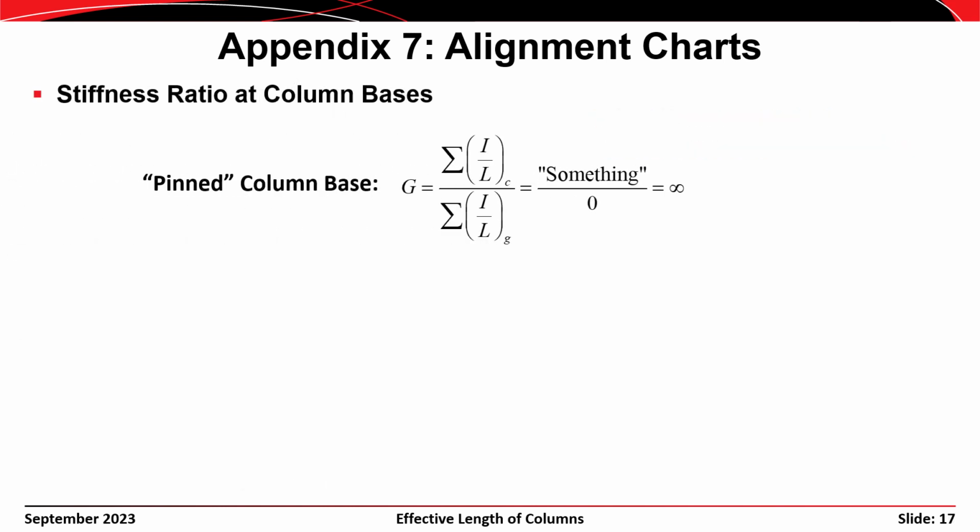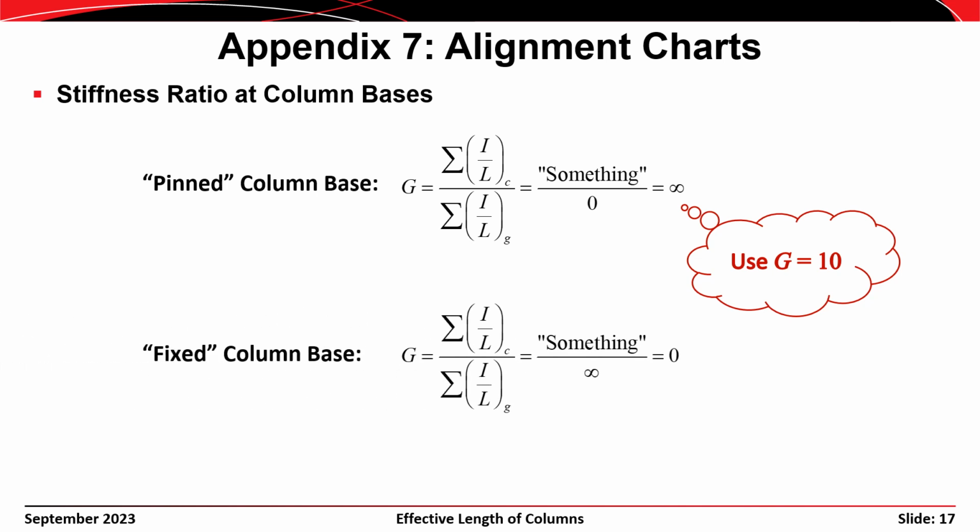In cases where the base of a column frames into the foundation, we have to consider the rotational restraint that the foundation imparts on the column. The stiffness of the foundation takes the place of the stiffness of the girders that would be framing in. So in the case of a pinned base plate, where there is no rotational restraint provided, we would use a value of 0 in the denominator, and you are left with some non-zero stiffness in the numerator divided by 0 stiffness in the denominator, which would give you a result of G equals infinity. In truth, the rotational restraint provided by the foundation isn't actually 0, so we typically use a value of G equals 10 to represent the amount of fixity provided at the base of a pinned column.